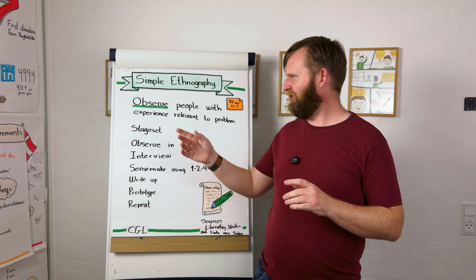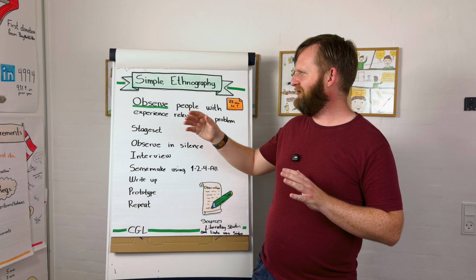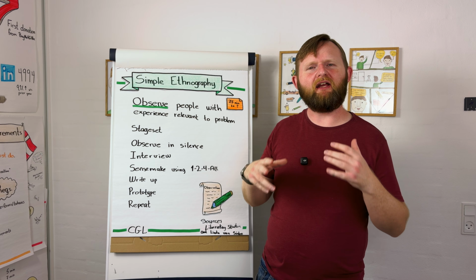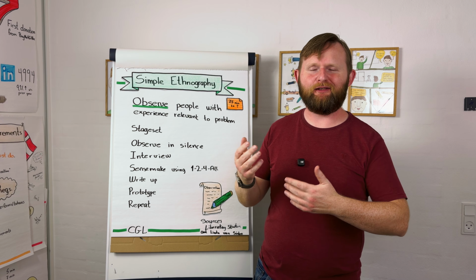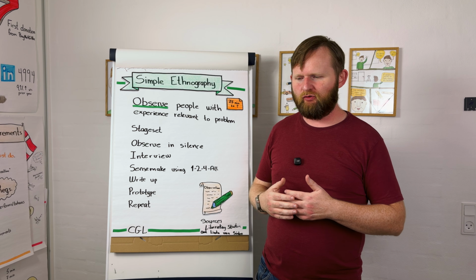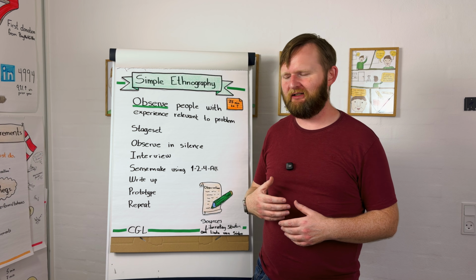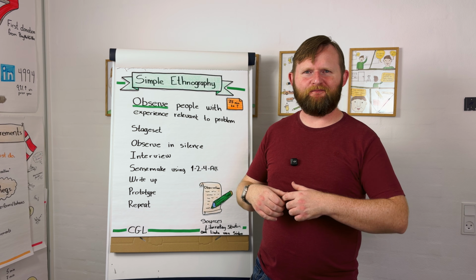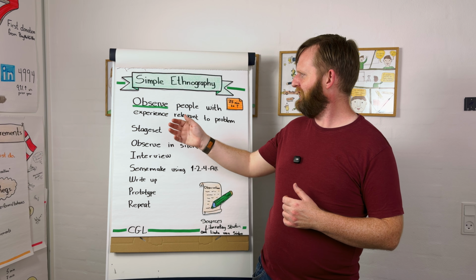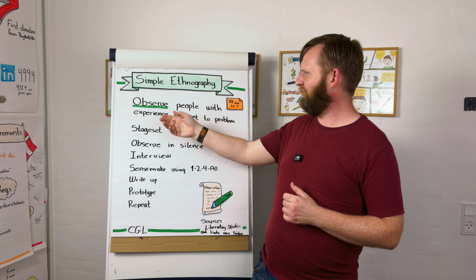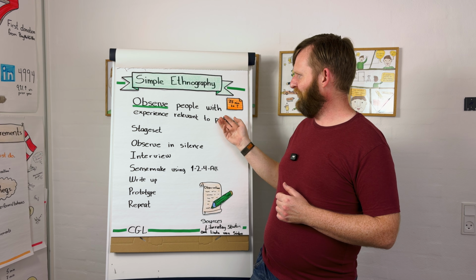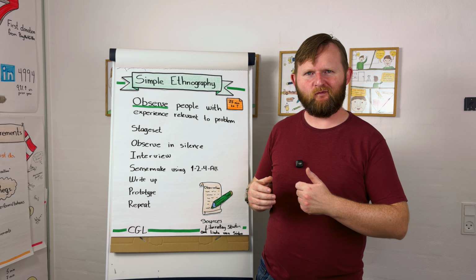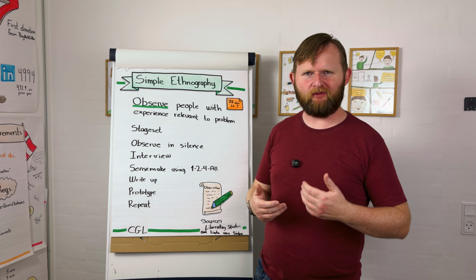So simple ethnography, the idea here is to observe silently without interfering, at least as much as we can, right? Some event, a site, something that happens. And then we observe the people with the relevant experience. We just look at them, we observe, we take notes.